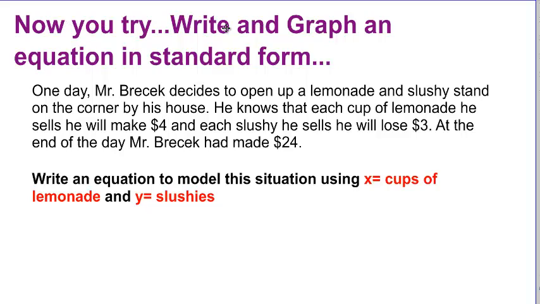So it's your turn. You're going to write and graph an equation in standard form. The situation you're given is, one day, Mr. Braychuk decides to open up a lemonade and slushy stand on the corner by his house. He knows that each cup of lemonade he sells will make $4, and each slushy he sells will lose $3. At the end of the day, Mr. Braychuk had made $24. I want you to write an equation to model this situation, given that x equals your cups of lemonade and y equals your slushies. Go ahead and pause the video while you try to write your equation, and then hit play when you're ready to see the answer on the next slide.